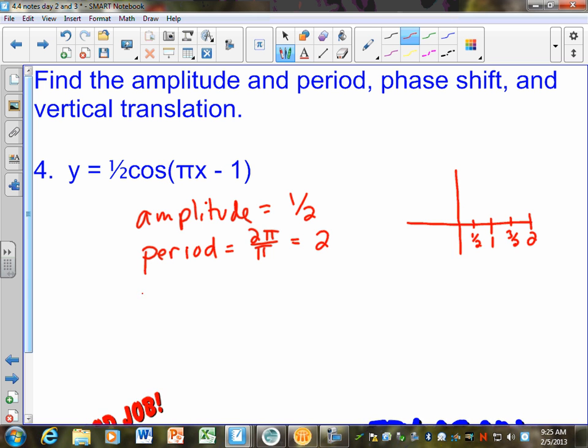Phase shift. This is the new one. If they ask you for the phase shift, you just have to know that formula. Just like 2 pi over b for the period, for the phase shift, you're going to give me the c over b.